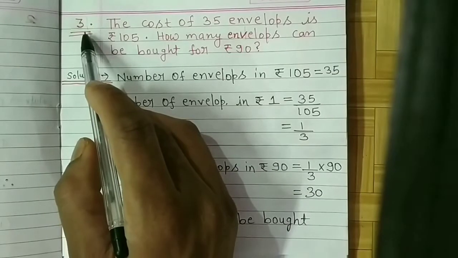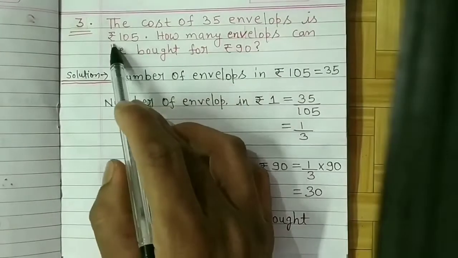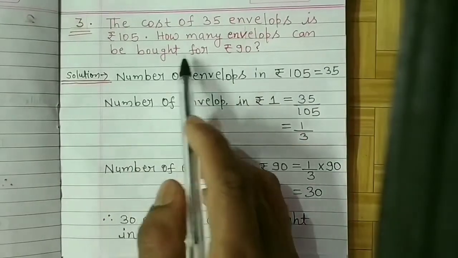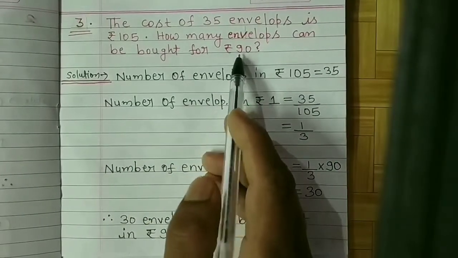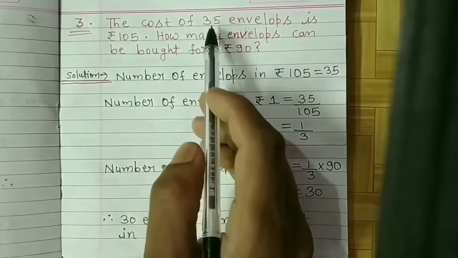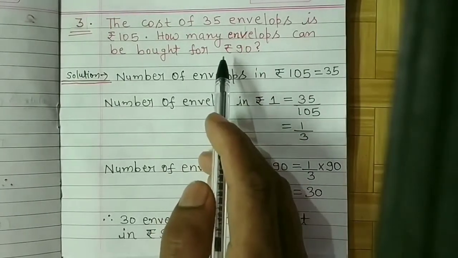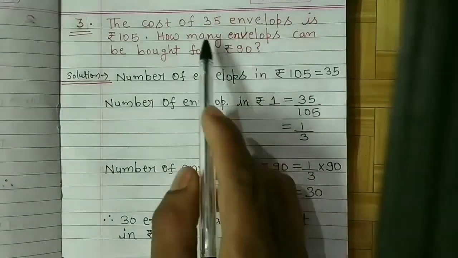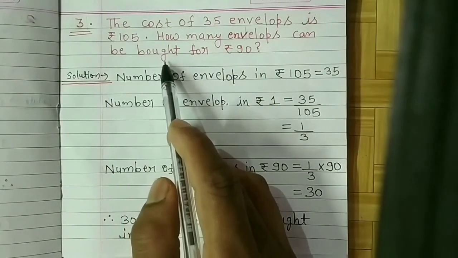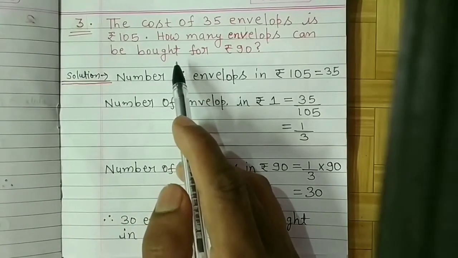Now the question number 3. The cost of 35 envelopes is rupees 105. How many envelopes can be bought for rupees 90? In this question, in rupees 105, 35 envelopes can be bought, and we have to find in rupees 90 how many envelopes can be bought. So here we have to find the number of envelopes.